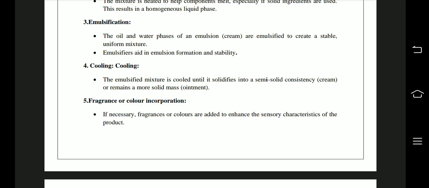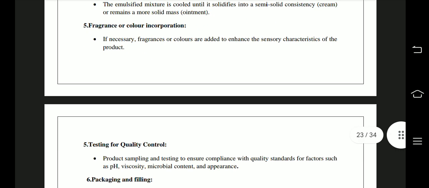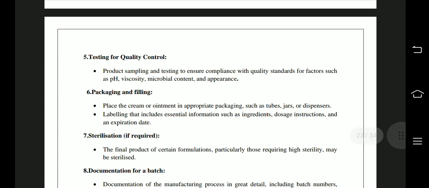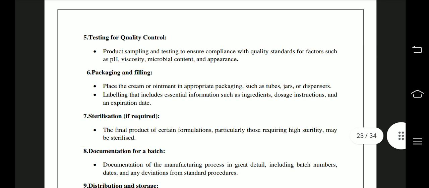Fragrance or color incorporation is the fifth point. If necessary, fragrances or colors are added to enhance the sensory characteristics of the product. Testing for quality control: product sampling and testing to ensure compliance with quality standards for factors such as pH, viscosity, microbial content, and appearance.